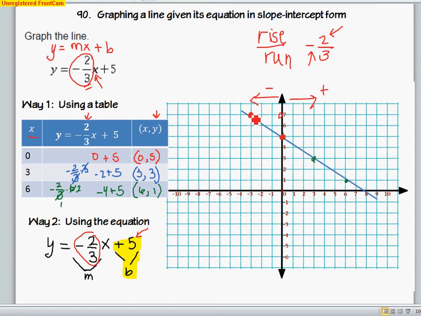So as you can see, I actually have the same points. I could also go down 2, 1, 2, and to the right 3, same point. So I personally prefer this way 2 method. I just think it's faster. If you like the hands-on approach with a table, that's what ALEKS is showing you to do. Either will get you the same exact answer.